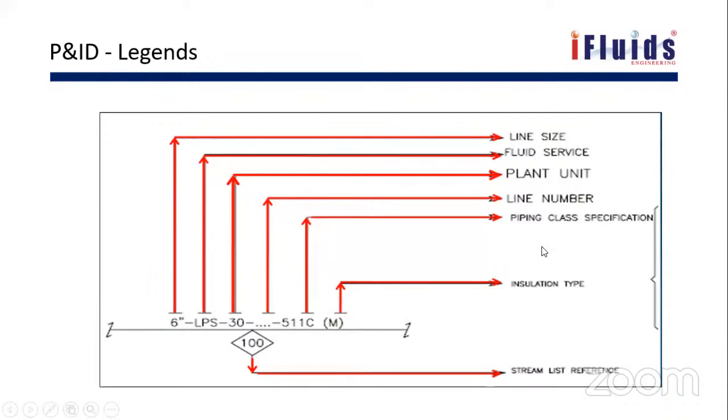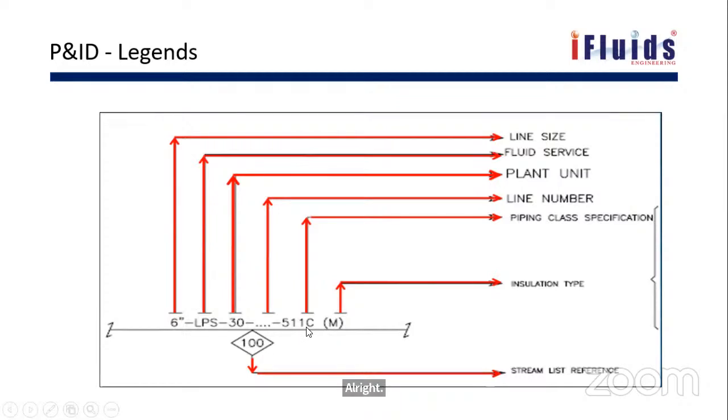And then the next is the piping class specification, like 51CC. This is the piping class specification, which indicates the piping class, in the sense that there will be a pipe rating: 150 rating, 300 rating, 600 rating. And then the next, MOC, will be there. The MOC in the sense like carbon steel, alloy steel. And then the next is the trim part, the trim in the sense of inside a valve. The valve may be carbon steel, and then the inside part of the valve will be 316 SS or some alloy SS.